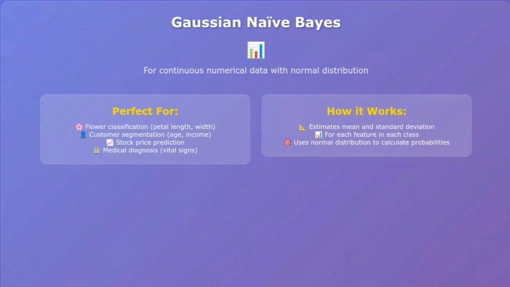Gaussian naive Bayes assumes your features follow a normal distribution. It's perfect for continuous numerical data. For example, if you're classifying flowers based on petal length and width, or predicting customer categories based on age and income, the algorithm estimates the mean and standard deviation for each feature in each class, then uses these to calculate probabilities.